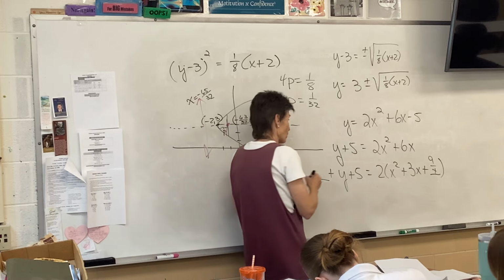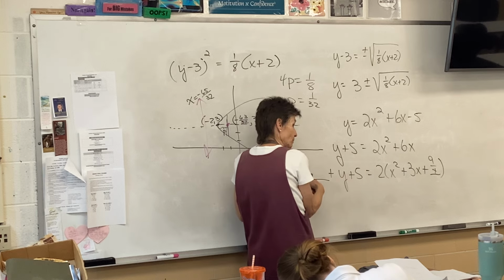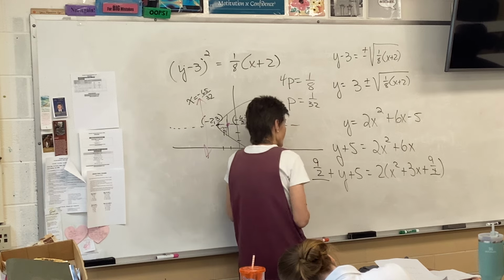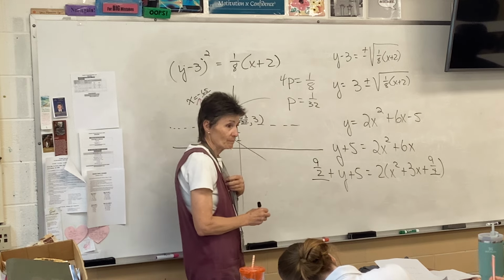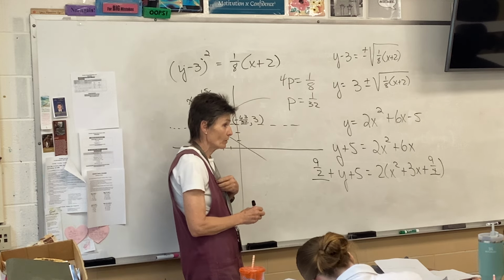Now be careful, this is an equation. So if you add something over there, you have to add it over here too. What am I adding over here? Be real careful. 9 halves, very good. Why am I adding 9 halves? Because the 9/4 is being multiplied by 2 on the right.